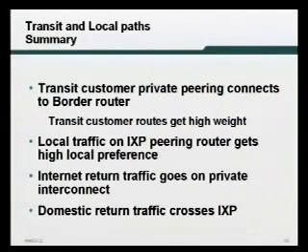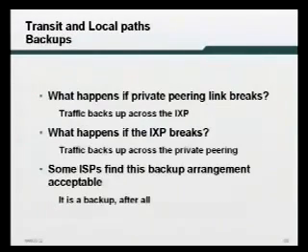So the transit customer private peering connects to the border router. If that's acceptable, that's fine. Local traffic on the exchange point peering router gets high local preference. Internet return traffic goes on the private interconnect. Domestic return traffic crosses the exchange point. What happens if the private peering link breaks? Traffic backs up across the exchange point. What happens if the exchange point breaks? Traffic backs up across the private peering.